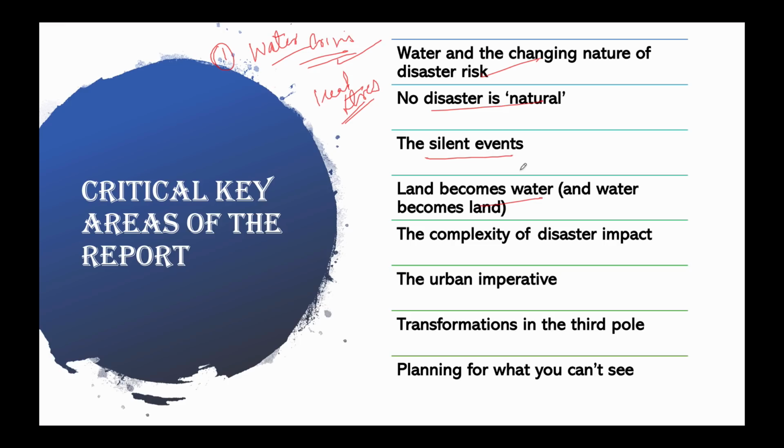Here we are particularly talking about the disaster. For example, changes to the coastlines are already affecting livelihood sources and will be hotspots for vulnerability in the future. The complexity of disaster impact.